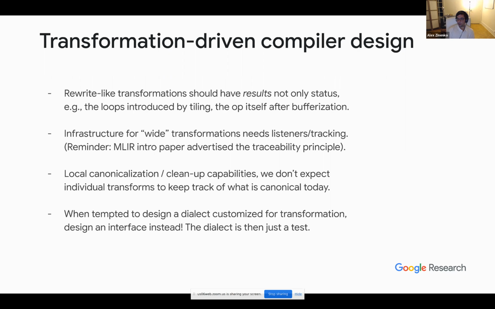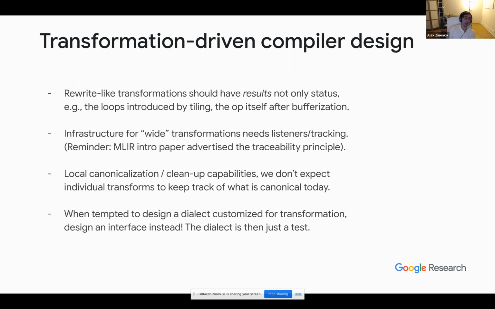So this brings me to several points I want to make about compiler design and what I think we should focus on in the future when working on the MLIR infrastructure. One of those is looking at the rewrites. A lot of our passes in MLIR are using rewrite patterns. And one of the things that really helps with composability, chaining and reasoning about rewrites is rewrites having results and not just status.